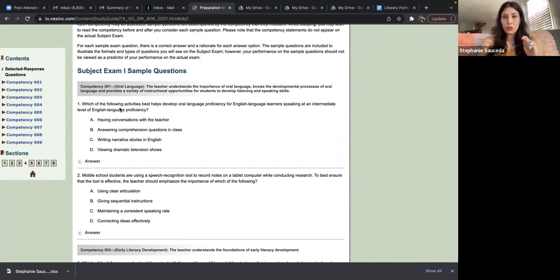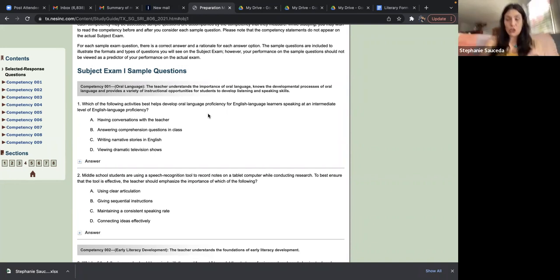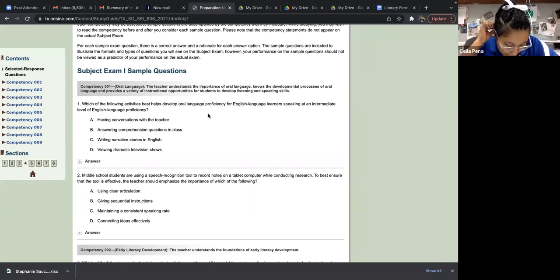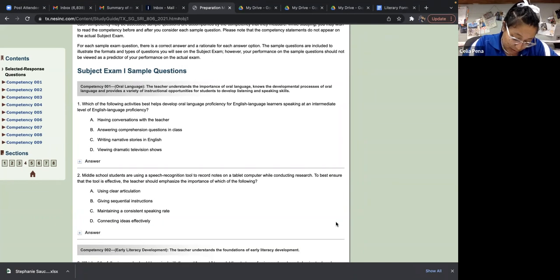So this first one says, which of the following activities best helps develop oral language proficiency for English language learners speaking at an intermediate level of English language proficiency? So what are the keywords, and what is the question asking us to do? What are the keywords and phrases? Following activity, develop oral language proficiency, the English language learners, intermediate.